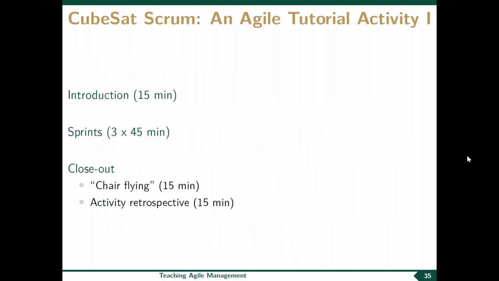So this is how this looks time-wise. We start with an introduction, laying out the mission objectives, talking a little bit about Agile. Then we have our three sprints, and I'll go into detail about how those look, three sprints each of 45 minutes. And then we close out with so-called chair flying, which is essentially the NASA directorate sits in the center and lets the team go through all of the steps of a mission from launch through deployment of the solar panels and then a full orbit where the CubeSat flies through the illuminated part of the orbit and then has to demonstrate that they have enough power on the dark side of the orbit.